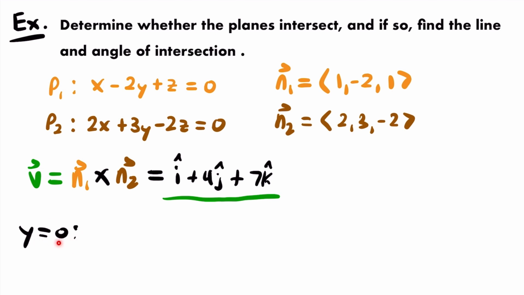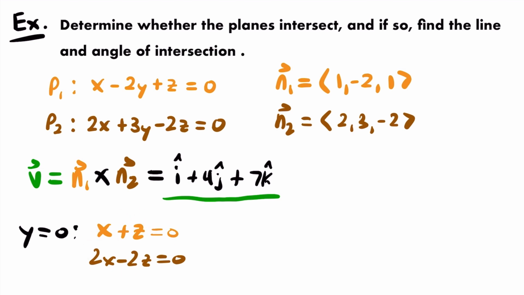And so if y is equal to 0, those two terms will disappear from these equations. So we will be left with x plus z equals 0, and 2x minus 2z equals 0. All right, and so now what we want to do is solve this system right here for x and z, and that will give us the x and z coordinates along with the y coordinate of 0 that make up a point on the line of intersection, or a point on that line that is the solution of these two plane equations. Okay, and so let's solve for x and z here.